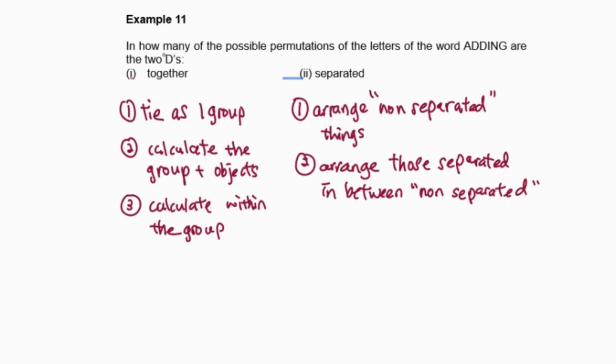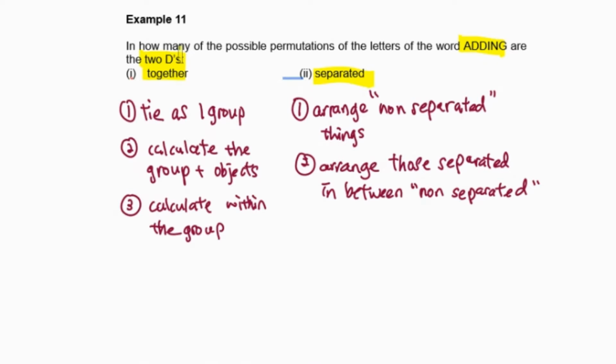Hi everyone, in this example, in how many of the possible permutations of the letters of the word ADDING are the two D's together? Case 2, separated, means that we are going to arrange the word ADDING where the two D's must be arranged together. For the second question, the two D's must be arranged separated.